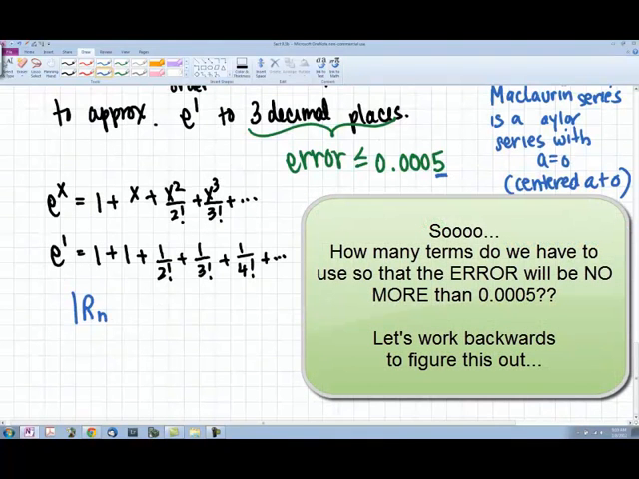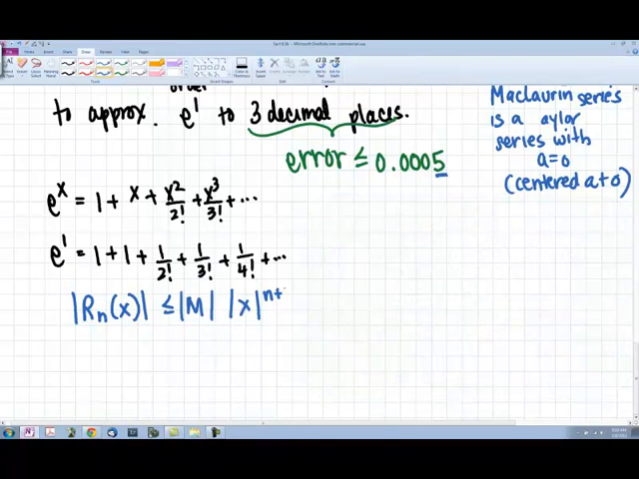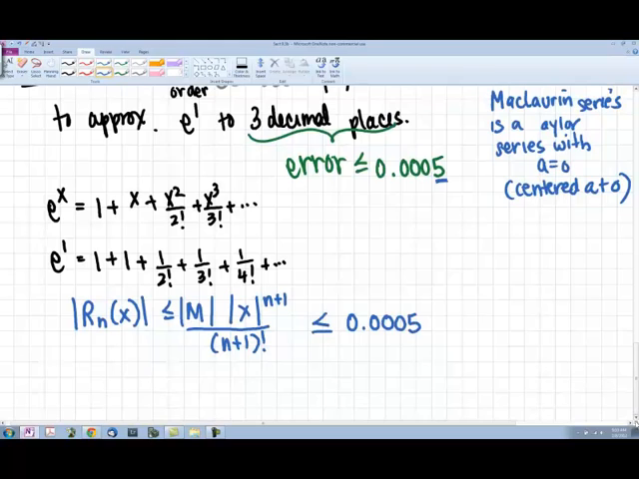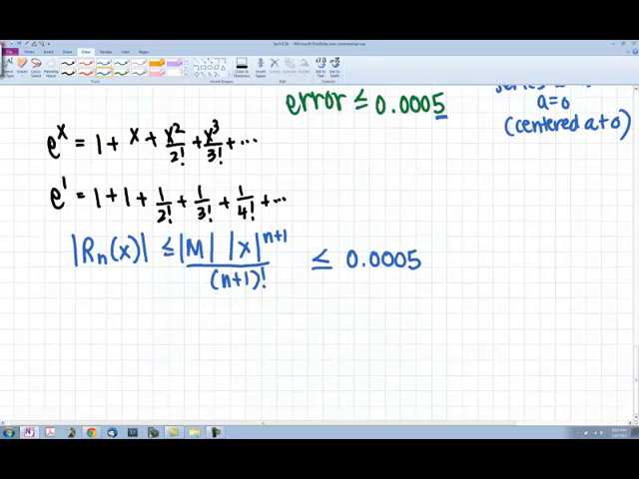Let me write out the remainder estimation theorem that we have. And here I'm just going to write x because I know I'm centered about 0. And I want the error to be less than 0.0005, so I'm going to say that I want my remainder estimation theorem to have a value less than 0.0005. X is 1, so that means I'm going to plug in 1 into my x. Now m, remember what m represents again. M represents the maximum value of your n plus 1 derivative.